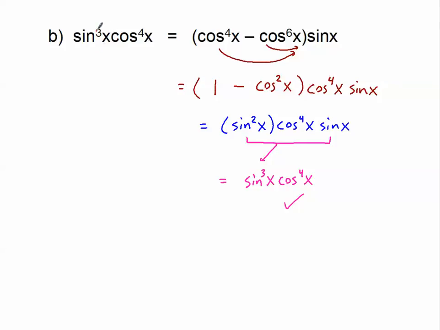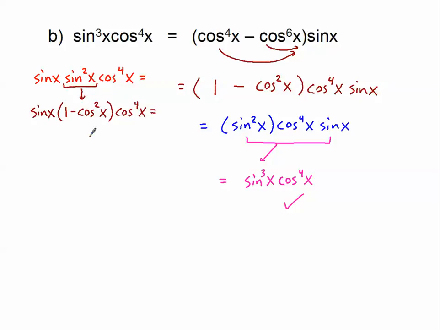The sine cubed, we've never dealt with an odd, so I don't really like the sine cubed. I might break the sine cubed into sine times sine squared, times cosine to the fourth. I could do that, because then if I've got a sine squared, I can change that using a Pythagorean into 1 minus cosine squared. Sine squared is what's changing into 1 minus cosine squared.